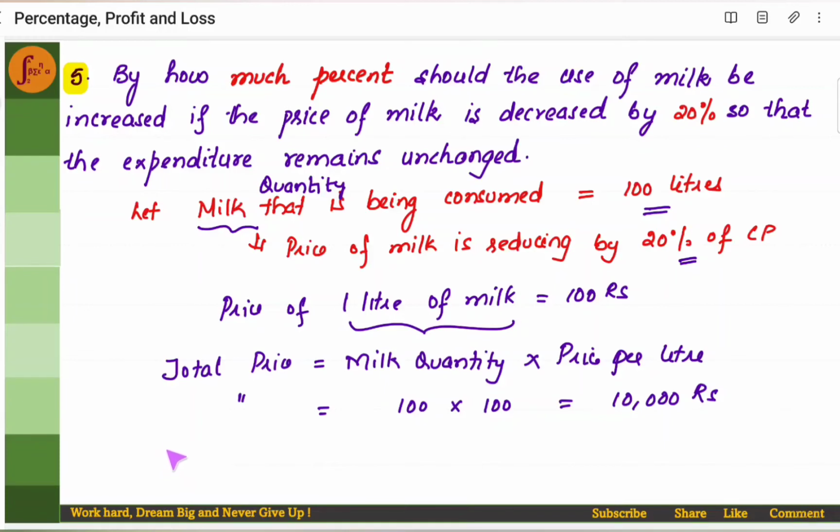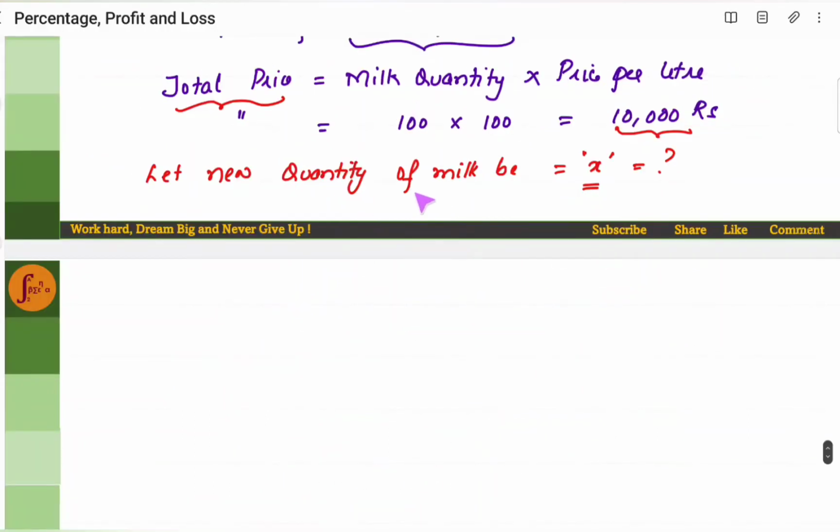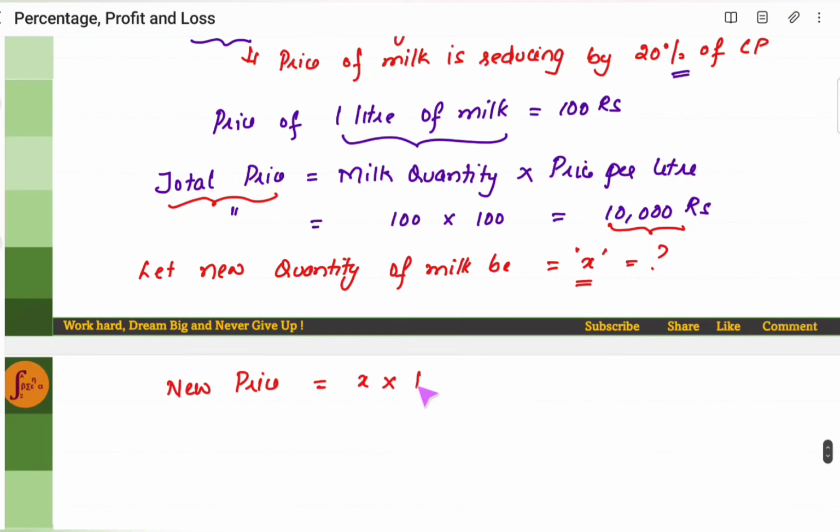So let me assume the new quantity of milk be X. This is the new quantity and I need to find it out. I don't know how much milk I have to increase. If the new quantity of milk is X, then what is the new price? New price will be X into price.